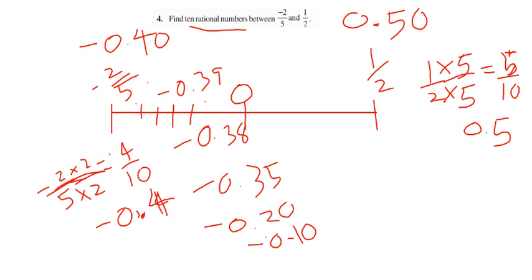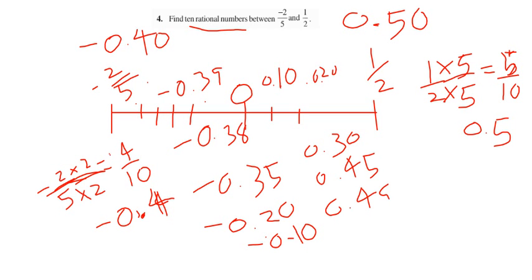So I can take now 0.10, 0.20, 0.30, 0.45. We can take any number, it doesn't matter, 0.49. So 1, 2, 3, 4, 5. See, that's how I made 10 numbers. So this is one way to find as many numbers as we want between these two numbers.